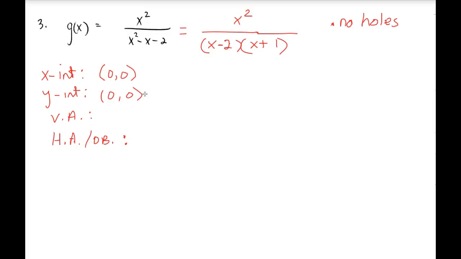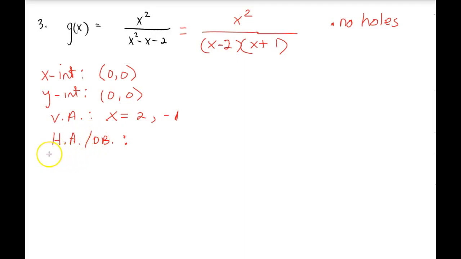Now if we look at the vertical asymptotes, they are the zeros of the denominator. The value of x that makes the first factor in the denominator, x minus 2, equal 0 is 2. So x equals 2 is a vertical asymptote. For the next factor, if we plug in negative 1, that makes the denominator 0. So x equals negative 1 is the other vertical asymptote.